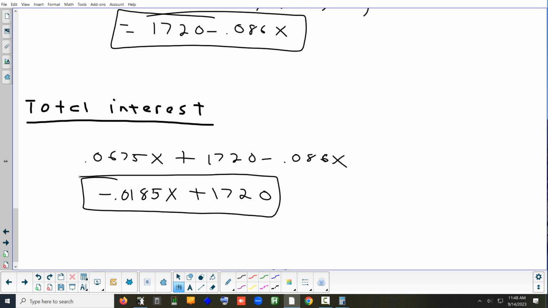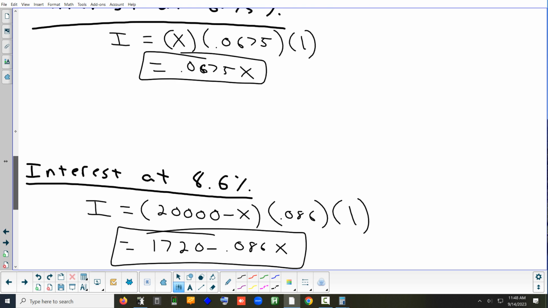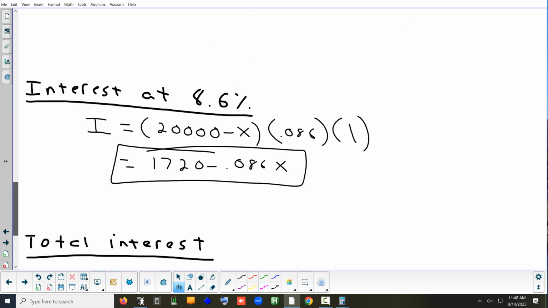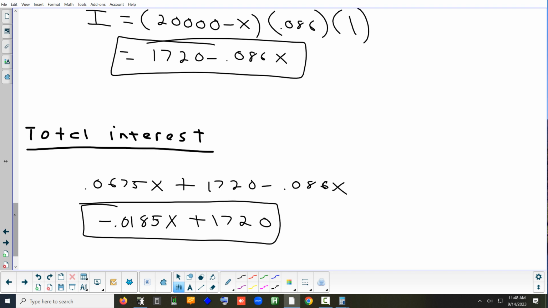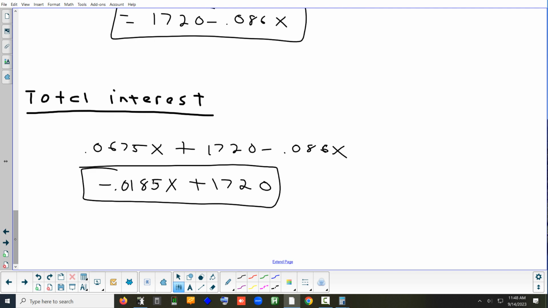So now, if you told me how much money Bill invested at the, what was it? 6.75%, so he invested $1,300. I could fill $1,300 in for X, do it out, and I would automatically get how much interest he would make in total. I just need to plug in $1,300 for X. So that's our formula. In this part, they don't have us do anything with it. They just have us write the formula.